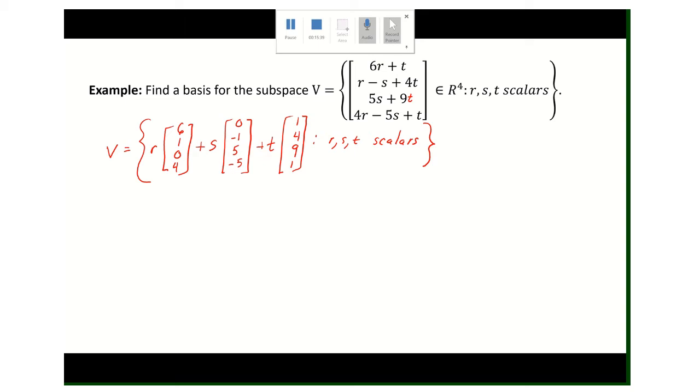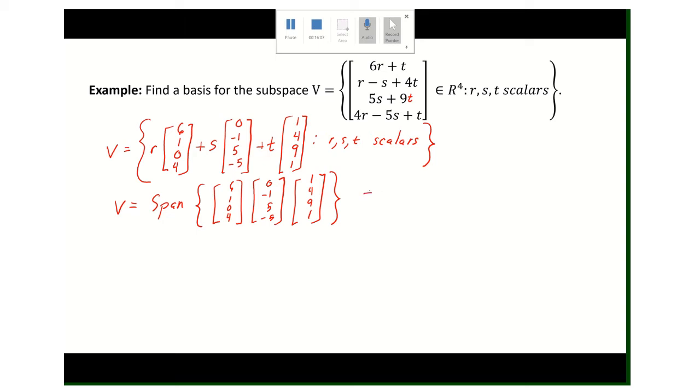Okay, so that is writing down that subspace as vectors. But that gives us our generating set. So V is equal to the span of these three vectors, 6, 1, 0, 4, 0, minus 1, 5, and minus 5, and 1, 4, 9, and 1. So now we have a generating set. We have found three vectors that generate our entire subspace. The only question now is, are these vectors linearly independent? Or do we have to get rid of some vectors in here to make it a linearly independent set?